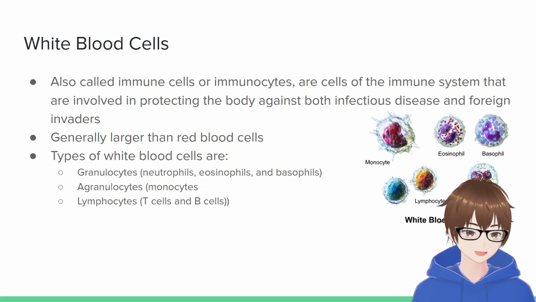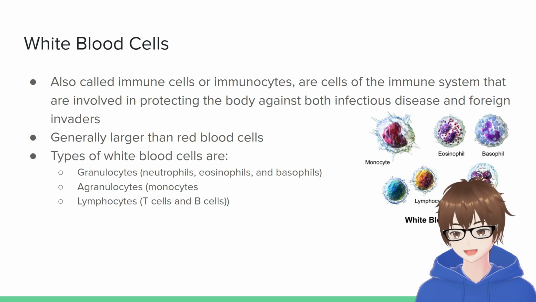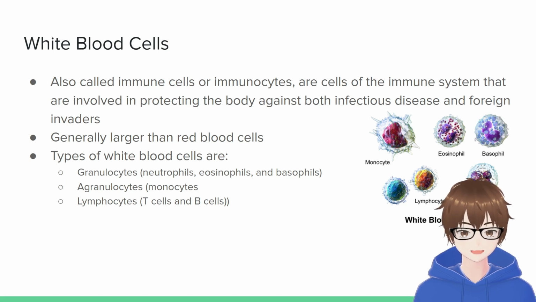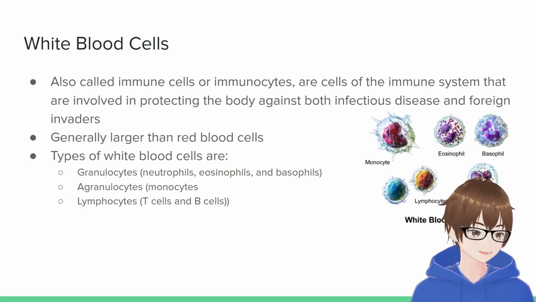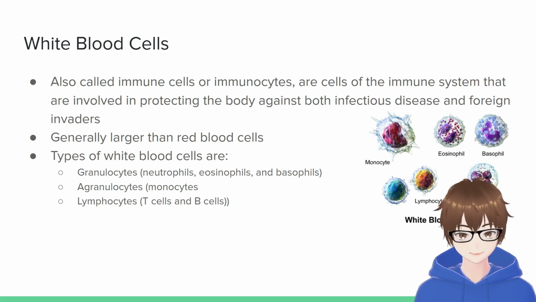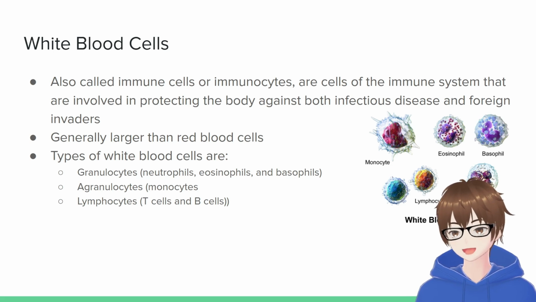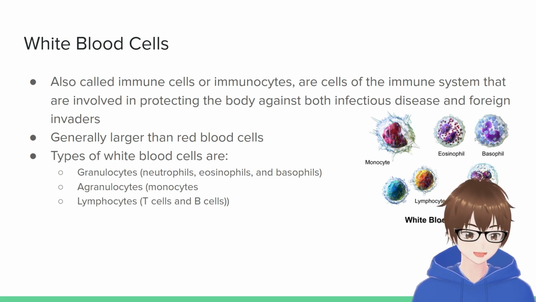Then, of course, we have white blood cells. White blood cells are also called immune cells or immunocytes. They are cells of the immune system that are involved in protecting the body against infectious diseases and foreign invaders. So these are like the warriors of your body. They go out there, they fight all the different diseases and stuff like that. They keep you safe. There are other cells that also keep you safe, but we're just talking about blood cells right now.